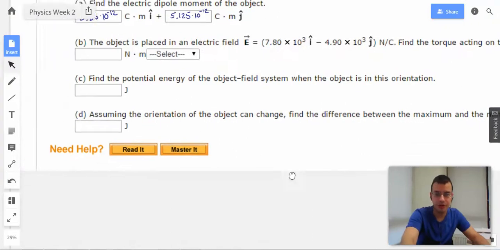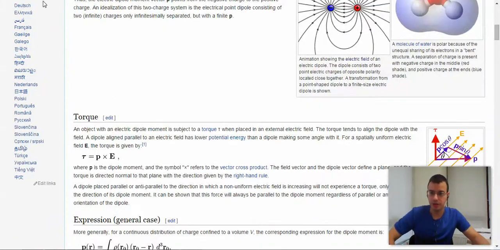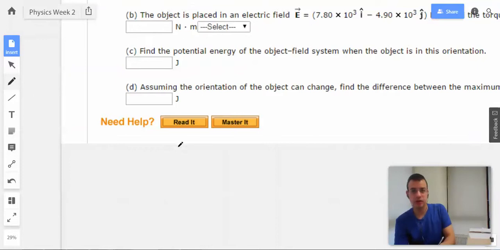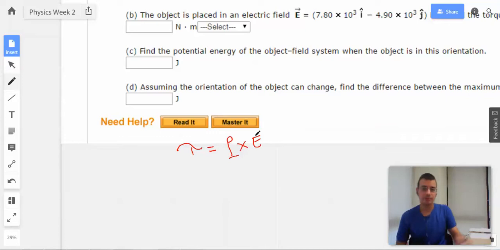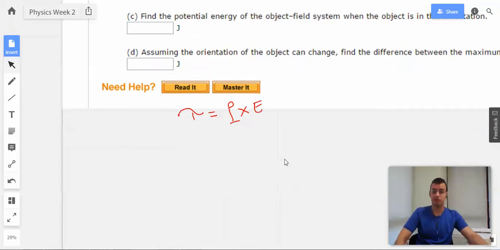I'm going to write out the formula for torque real quick. By write out, I mean look up on Wikipedia. Torque equals electric dipole cross the electric field. Okay? Torque equals magnetic dipole cross electric field. Now, normally I just do right-hand rules and kind of wing it, but they actually want numbers. So we're going to have to find some numbers.